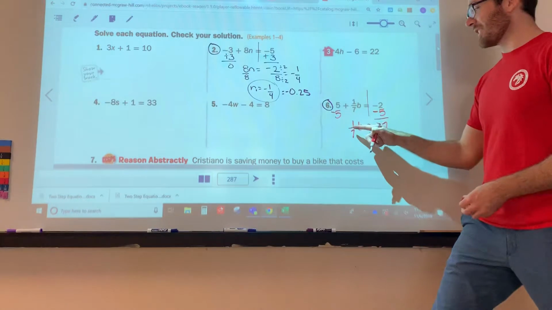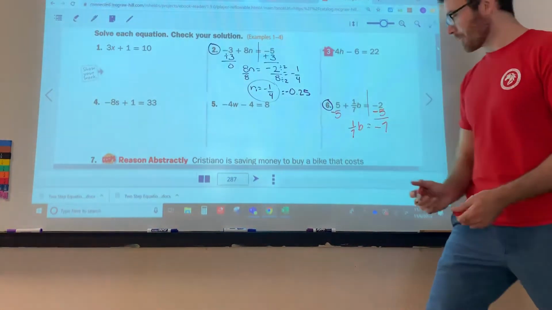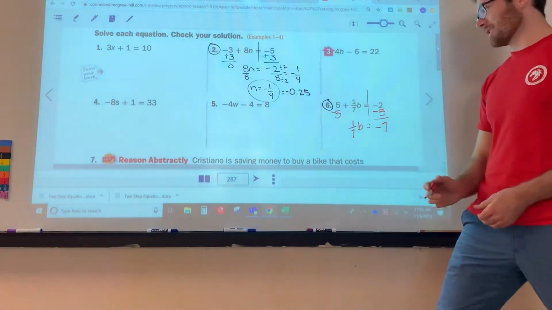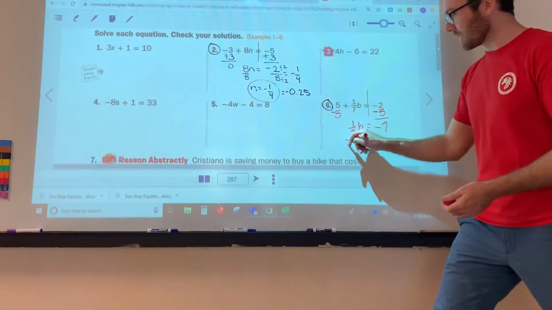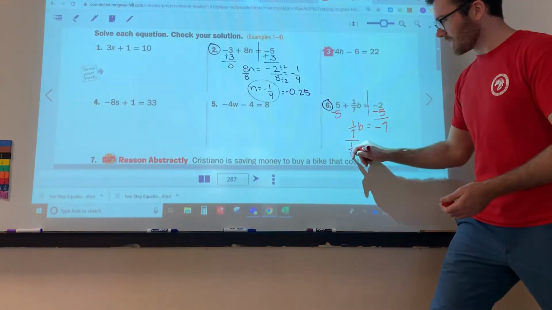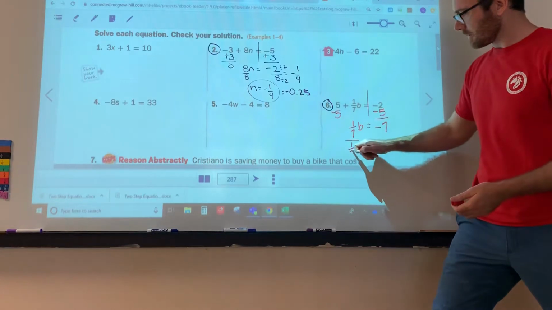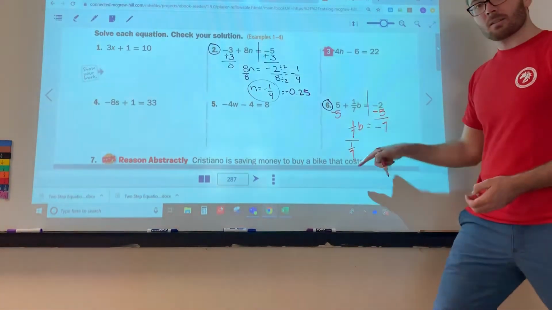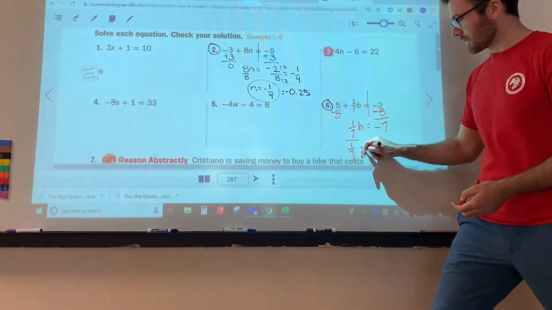Well, if this is 1/7 times b, what's the opposite of multiplying by 1/7? I'm gonna divide by 1/7. See how we have 1/7 divided by 1/7? Well, anything by itself, divided by itself, is just gonna be 1. So I've got b on this side.